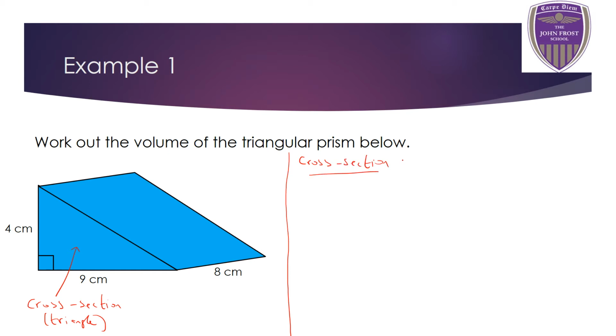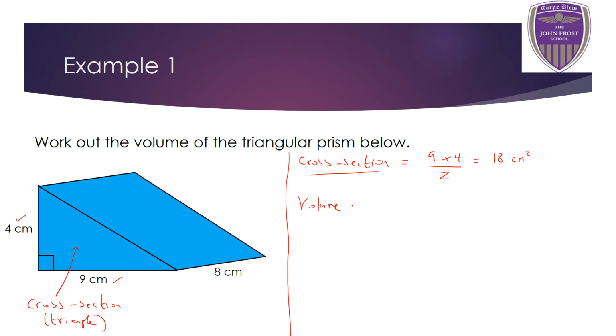So to get the area of this shape, and it's a triangle, I have to do the base, which is 9, times the height, which is 4, and you have to half it. Remember, a triangle's area is base times the vertical height divided by 2. 9 times 4 is 36. 36 divided by 2 is 18. It's an area, so it'll be in centimeters squared.